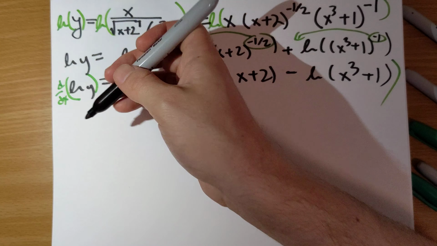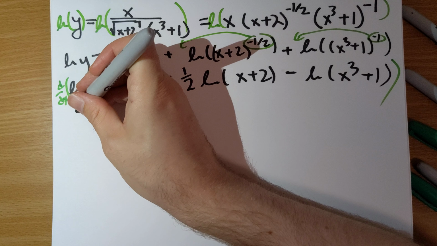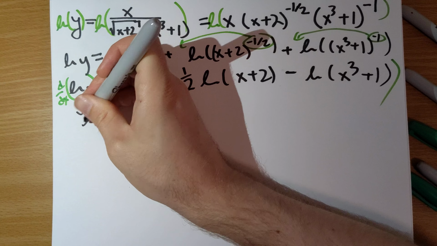The derivative with respect to x of natural log of y is going to be y prime of x divided by y. Where does that come from? The derivative of natural log of y is 1 over y, but chain rule says that we need to multiply by dy dx, or y prime of x.